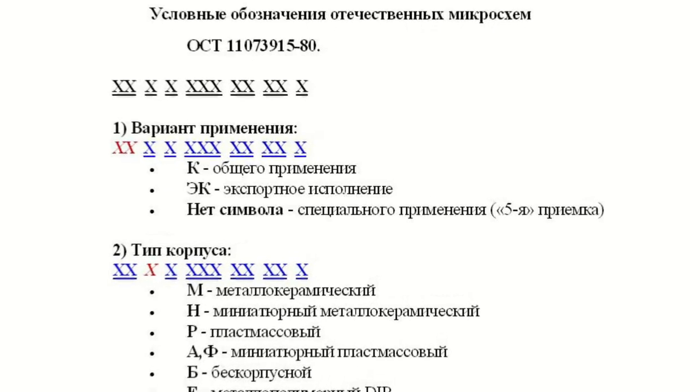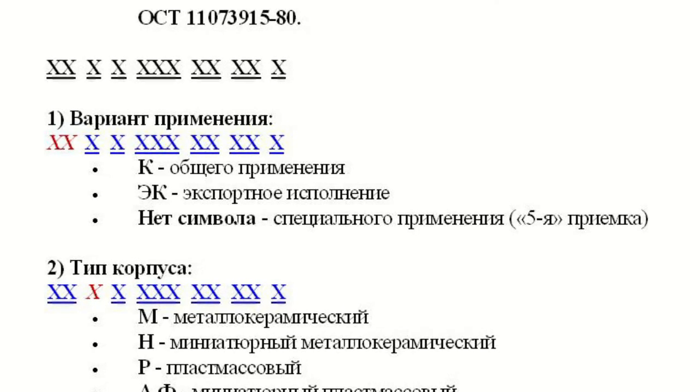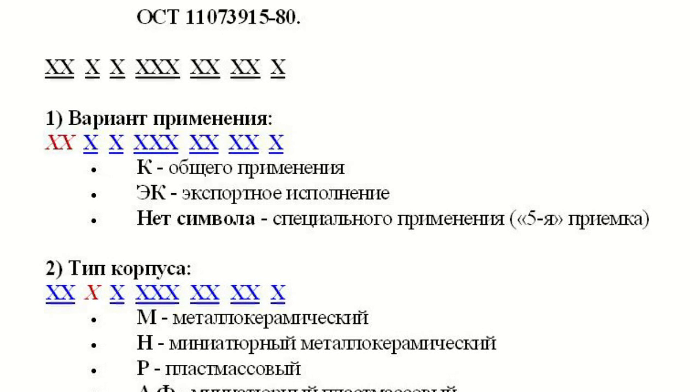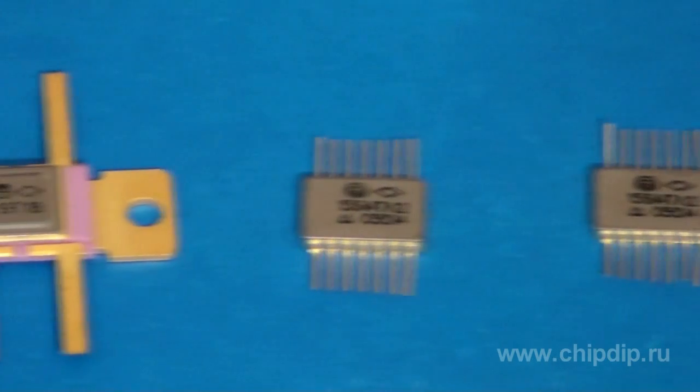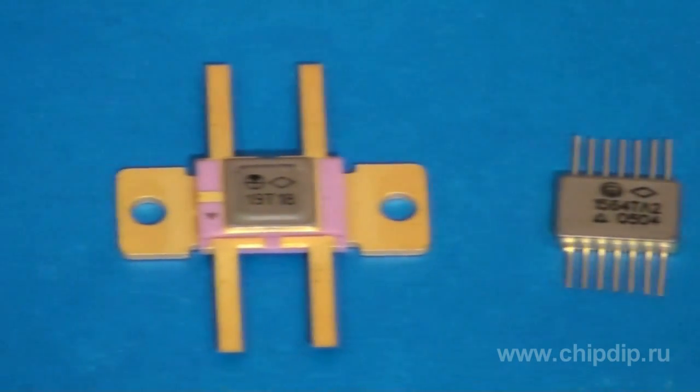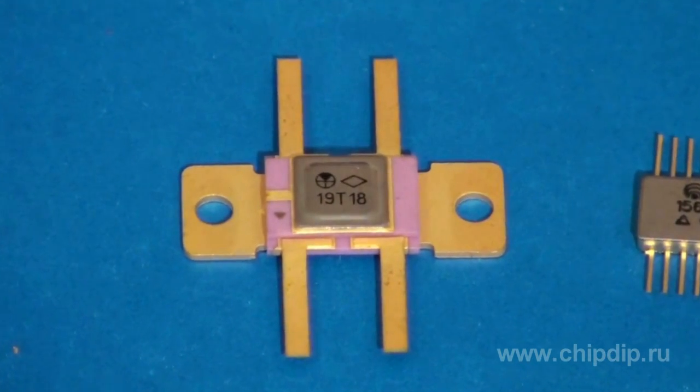The designation system of national integrated microcircuits presents an alphanumeric code which has the following parts. The first part is an application variant. Letter K means a universal microchip. If there is no letter, then this is a microchip of special application, better to say the fifth chip, a mil-spec circuit. In this case, the housing is marked with a rhombus alongside the name of the chip.